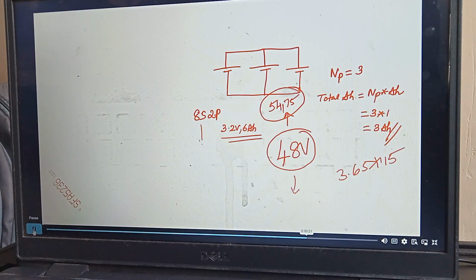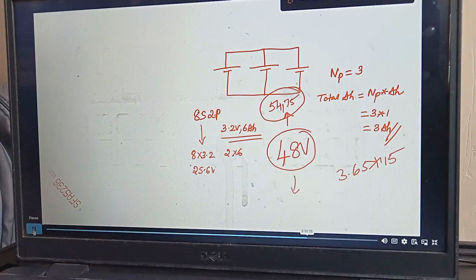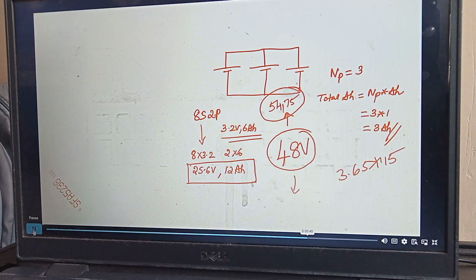Battery pack voltage is decided by the number of cells in series, so you can find 8 into 3.2. And parallel will be 2 into 6. So you can simply write 25.6 volt is my battery pack voltage, and AH will be 12AH. This is my battery pack rating. If I build an 8S2P battery pack using 3.2 volt 6AH cells, I'll get a 25.6 volt, 12AH battery pack. Now my question is, when the battery is full, 100% charged, what will be the battery pack voltage? Because I calculated 25.6 based on 3.2 only.